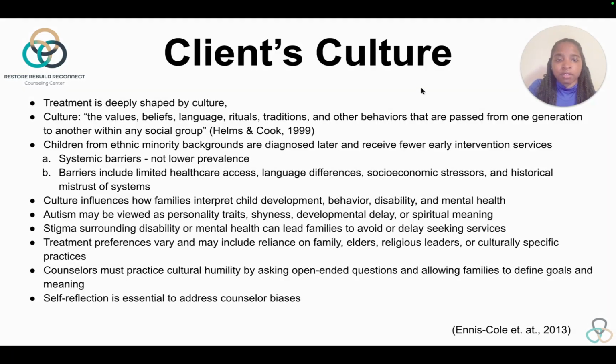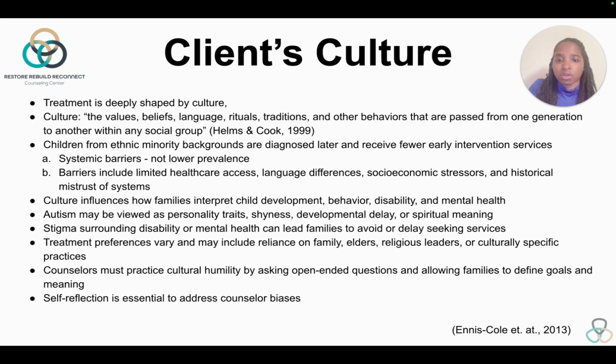All right, so now that we have specified the population, the first consideration that counselors should take into account is the client's culture. Culture is very important to keep in mind.